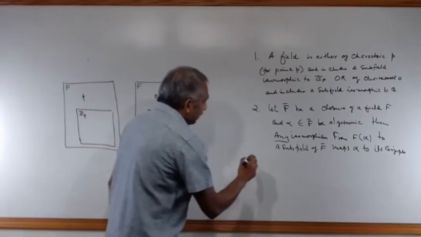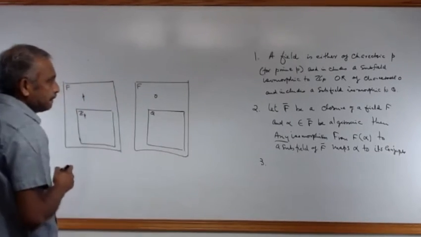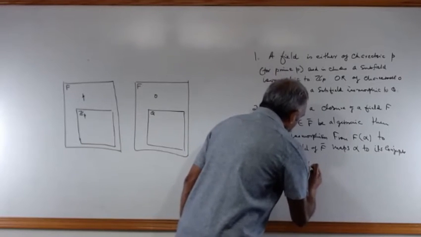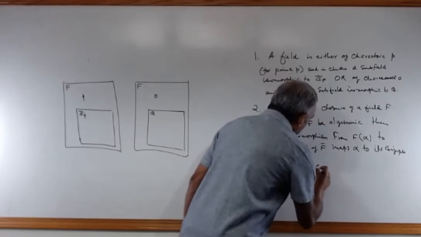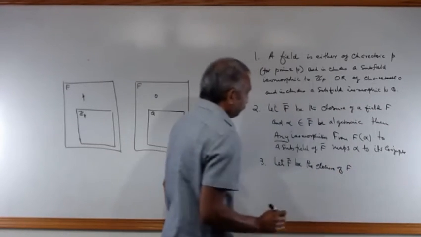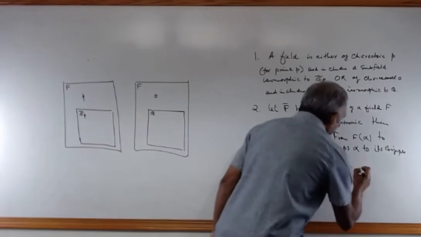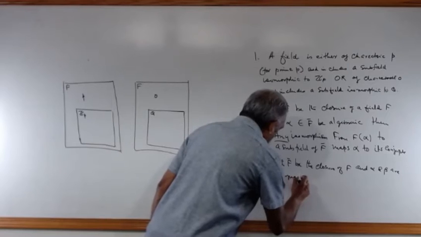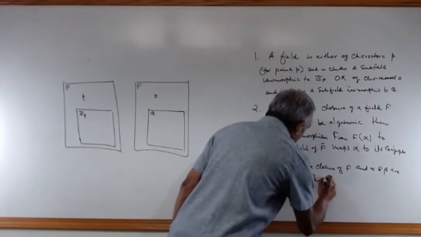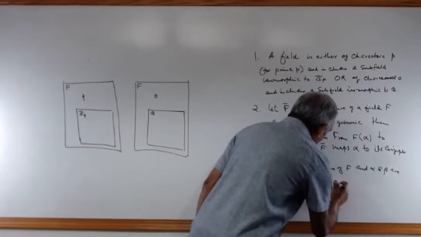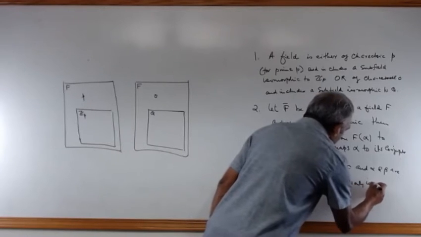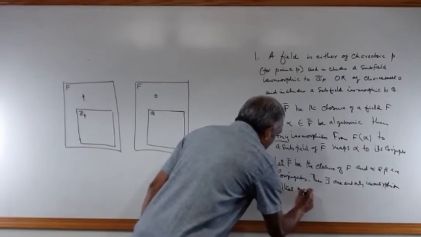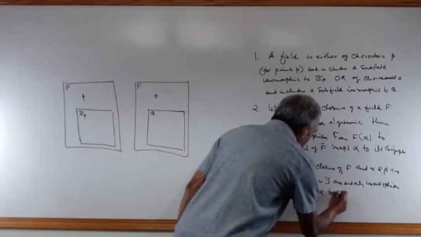And the third one is: again let F bar be the closure, there's only one closure of F, and if alpha and beta are conjugates, then there exists one and only one isomorphism that maps alpha to beta.